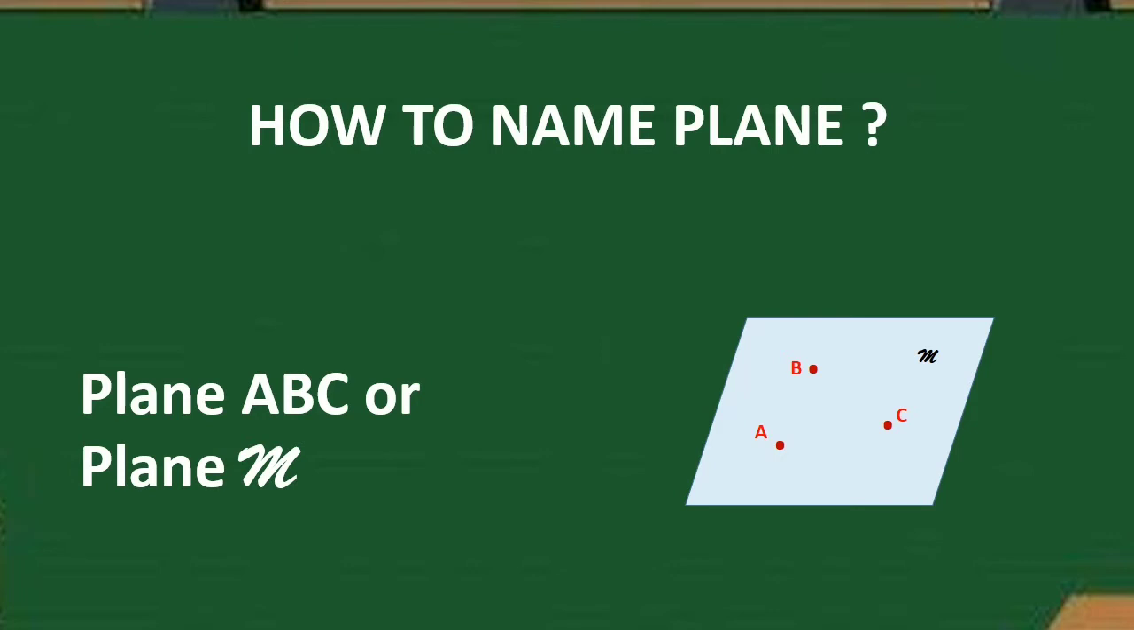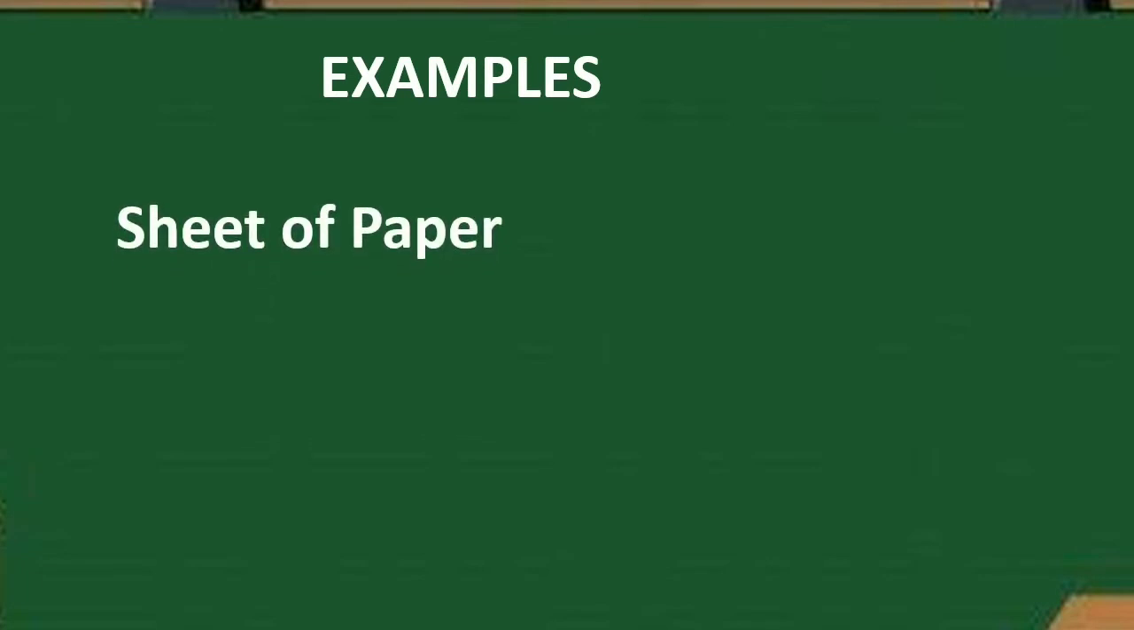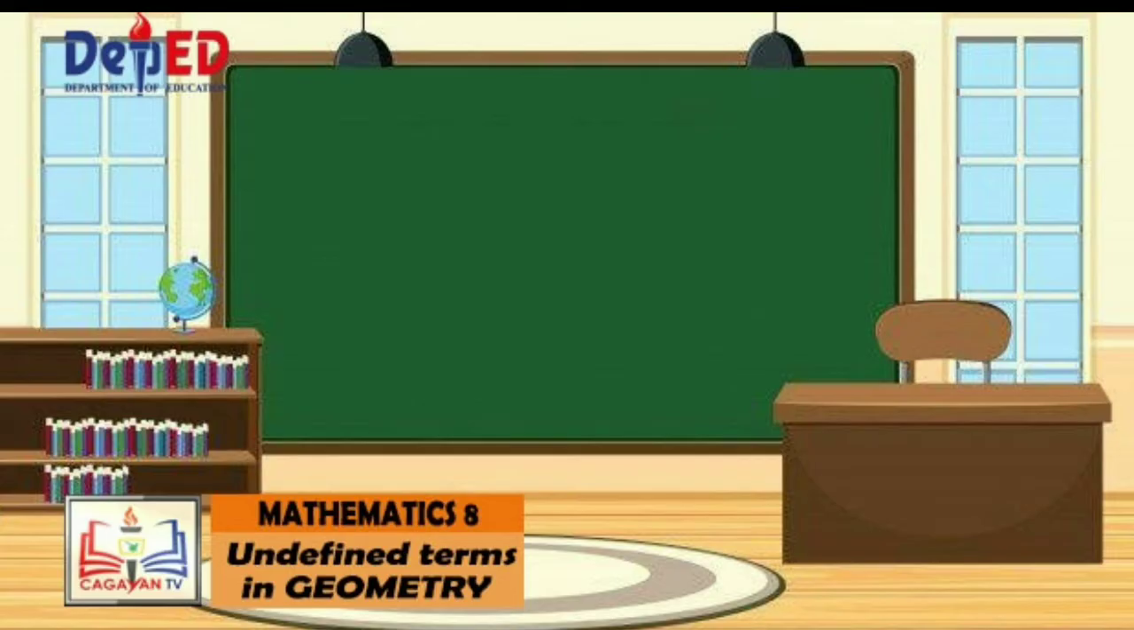Let's take a look at this. We name that figure as plane M. Other examples of planes are a sheet of paper, a plywood, the floor, and a lot more.